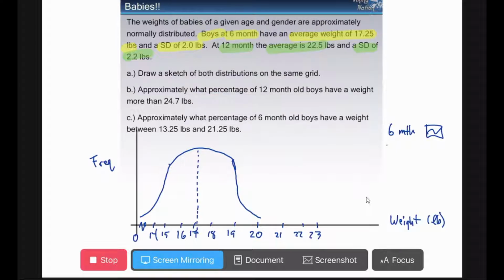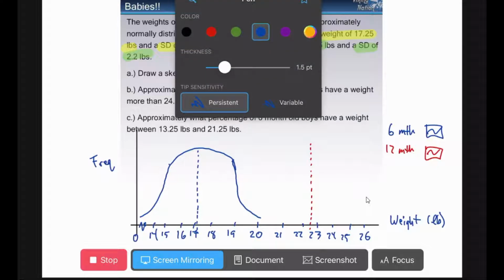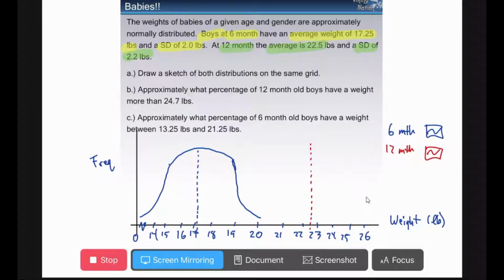And then at 12 months, we'll use red. And at 12 months, the average is 22.5. Should have included a few more values here, so I'll just add those in right away. 24, 25, 26. And once again, we know that 68% of our data is within 1 standard deviation. And our standard deviation is 2.2 pounds. So 22.5, 23.5, 24.5. And 1, 2, around there.